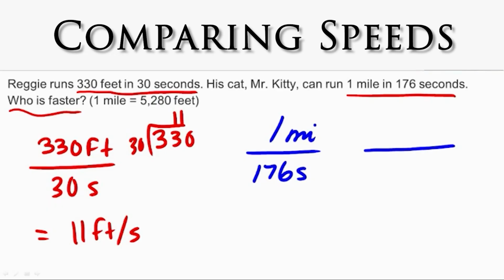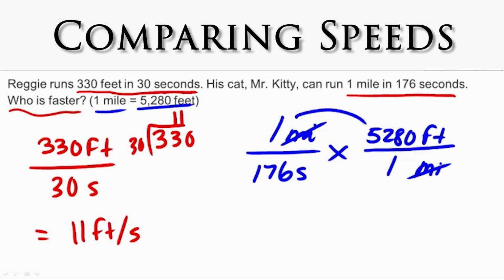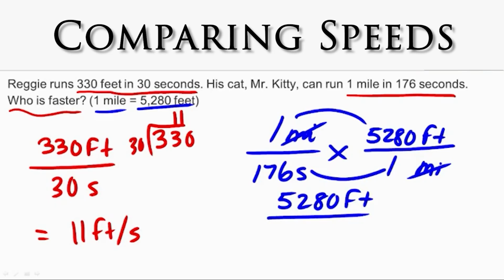So remember, when we do a conversion factor, we have to have the same unit diagonal from the same unit so they can cancel each other. So I'm going to put miles on the bottom and feet on the top. Now here it says that 1 mile is 5,280 feet. So let me put that into the conversion factor. Now we can cancel the same unit, and now we're ready to multiply. So 1 times 5,280 is 5,280. That's feet. 176 times 1 is 176 seconds.